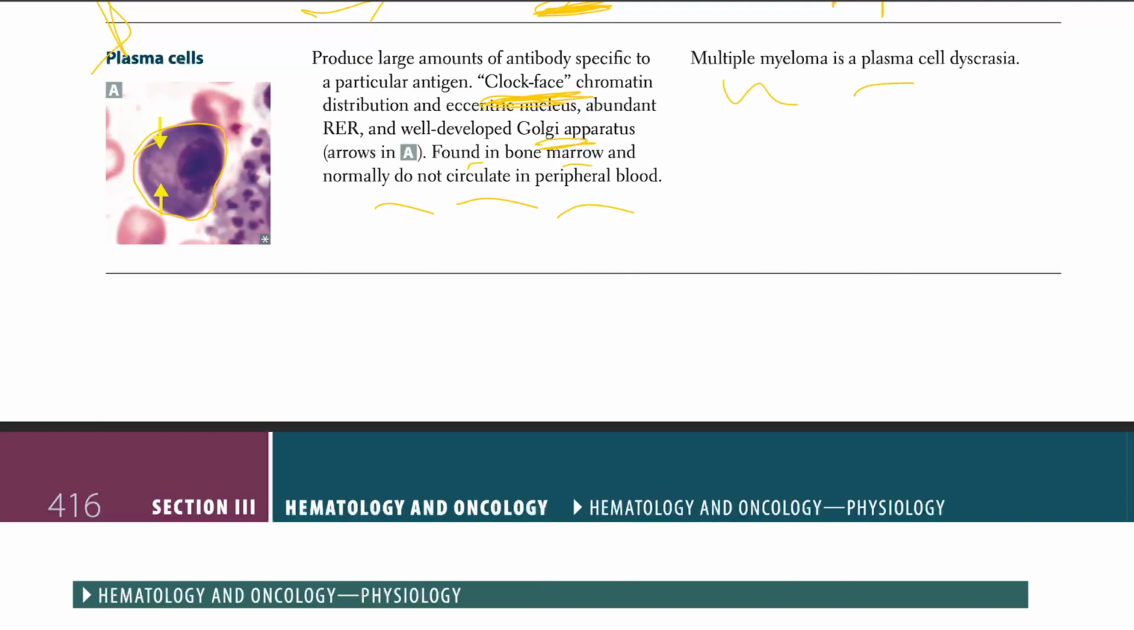Multiple myeloma is a plasma cell dyscrasia. Multiple myeloma is a plasma cell disorder. That's why I remember they make antibodies. Okay, the plasma cell dyscrasias. That's all for anatomy.